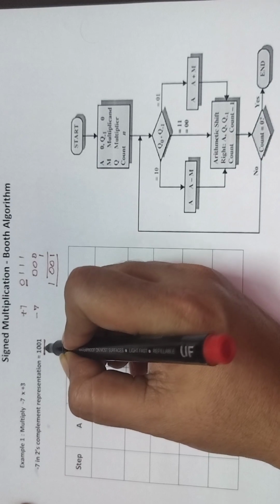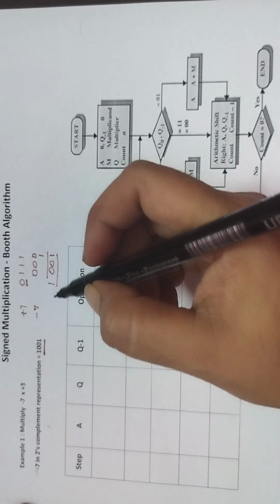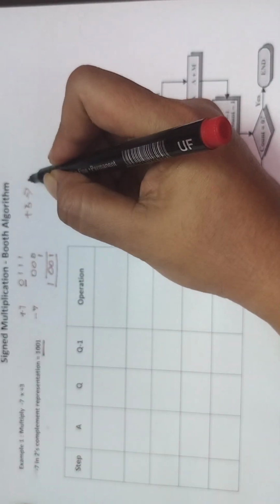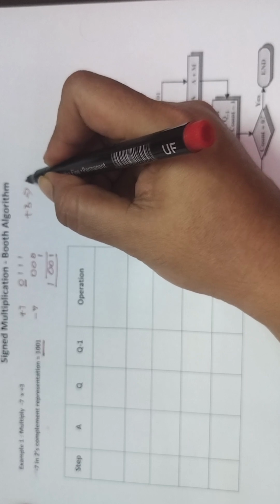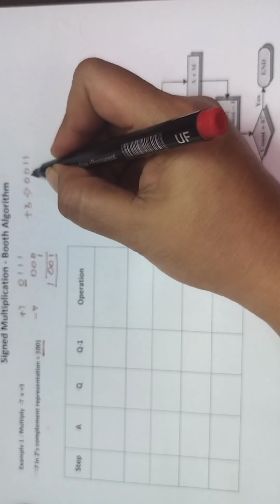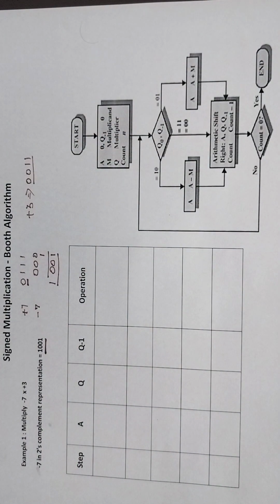Now what is plus 3? Plus 3 is a positive number, so the sign bit is 0, and 3 will be represented as 0011. This is your multiplier. I hope you are clear.